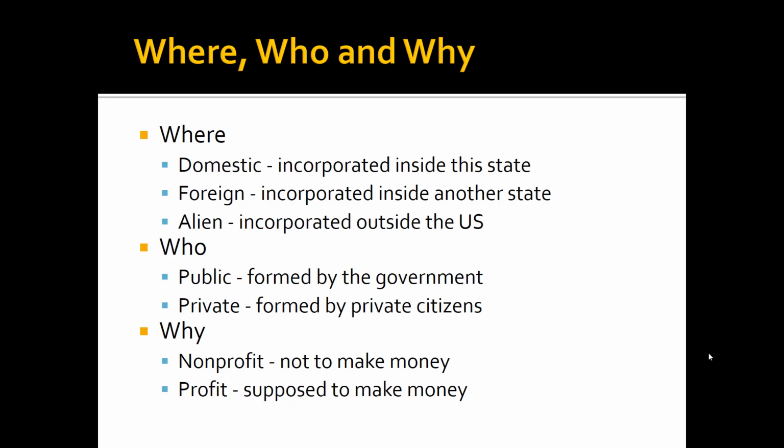Now, we also have public corporations and private corporations. So 99.9% of corporations are private. They're formed by private citizens. So Walmart, GM, Google, Microsoft, Facebook, all those are private corporations. Doesn't mean that no one can invest in them, it just means they're formed by private citizens. There are also public corporations. These are corporations formed by the government. Tennessee Valley Authority, the Corporation for Public Broadcasting, you know, PBS, Public Broadcasting Service. Those are formed by the government for usually a governmental purpose.